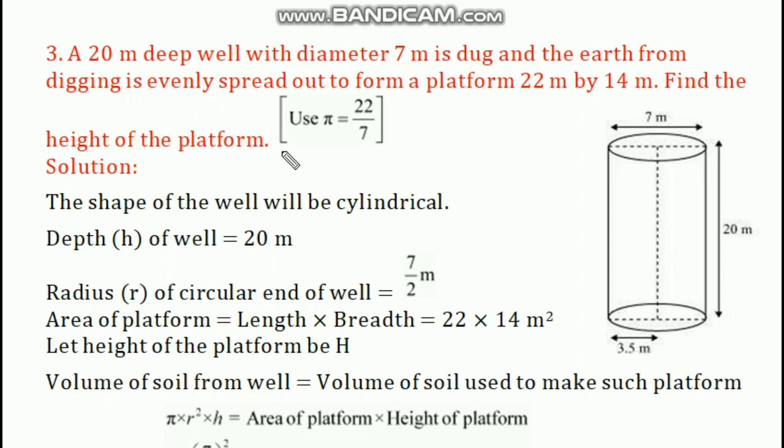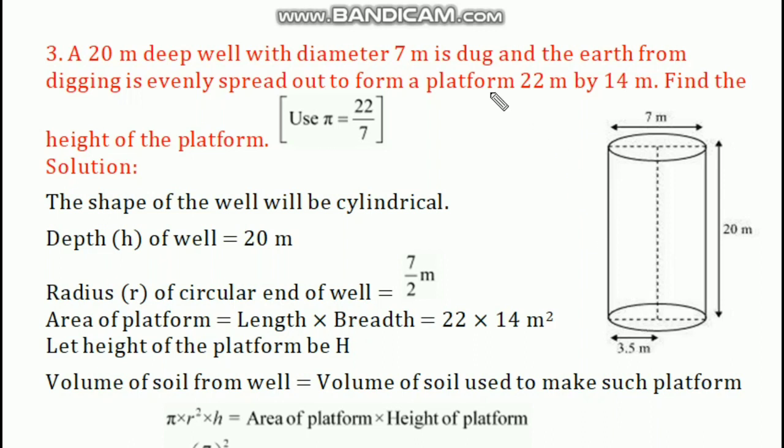Actually, here we are making a cuboid platform by digging mud from a well. The height of the well and diameter is given. The height of the well is 20 meter and the diameter is 7 meter, so the radius is 3.5, or we can take 7 by 2 meter.